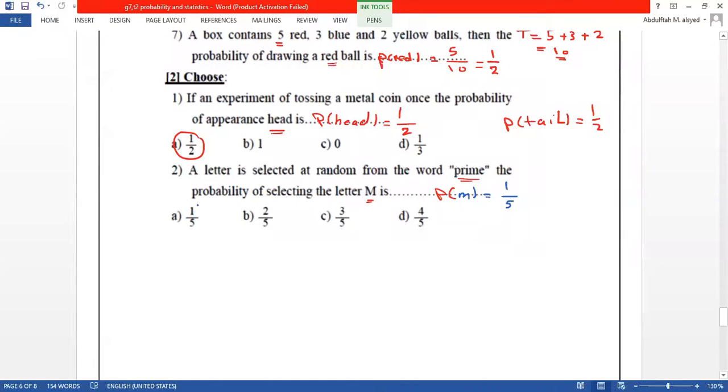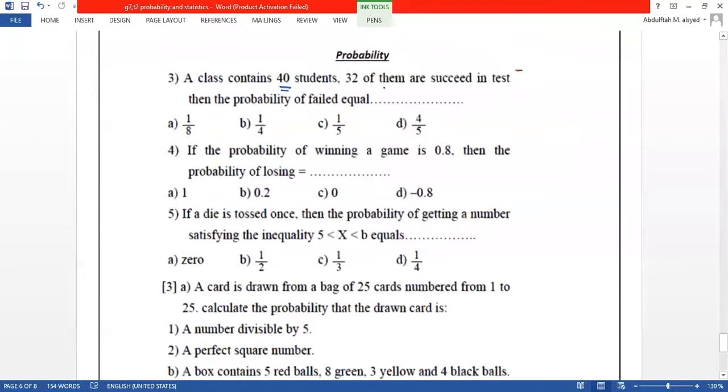So this is 1 over 5. Next, students: 32 of them succeed in the test. Then the probability of fail. First, we have to find the number of failed students. There are 2 ways, but I will select this way. Failed students equals the total number of students minus the number of succeeded students: 40 minus 32 equals 8 students.